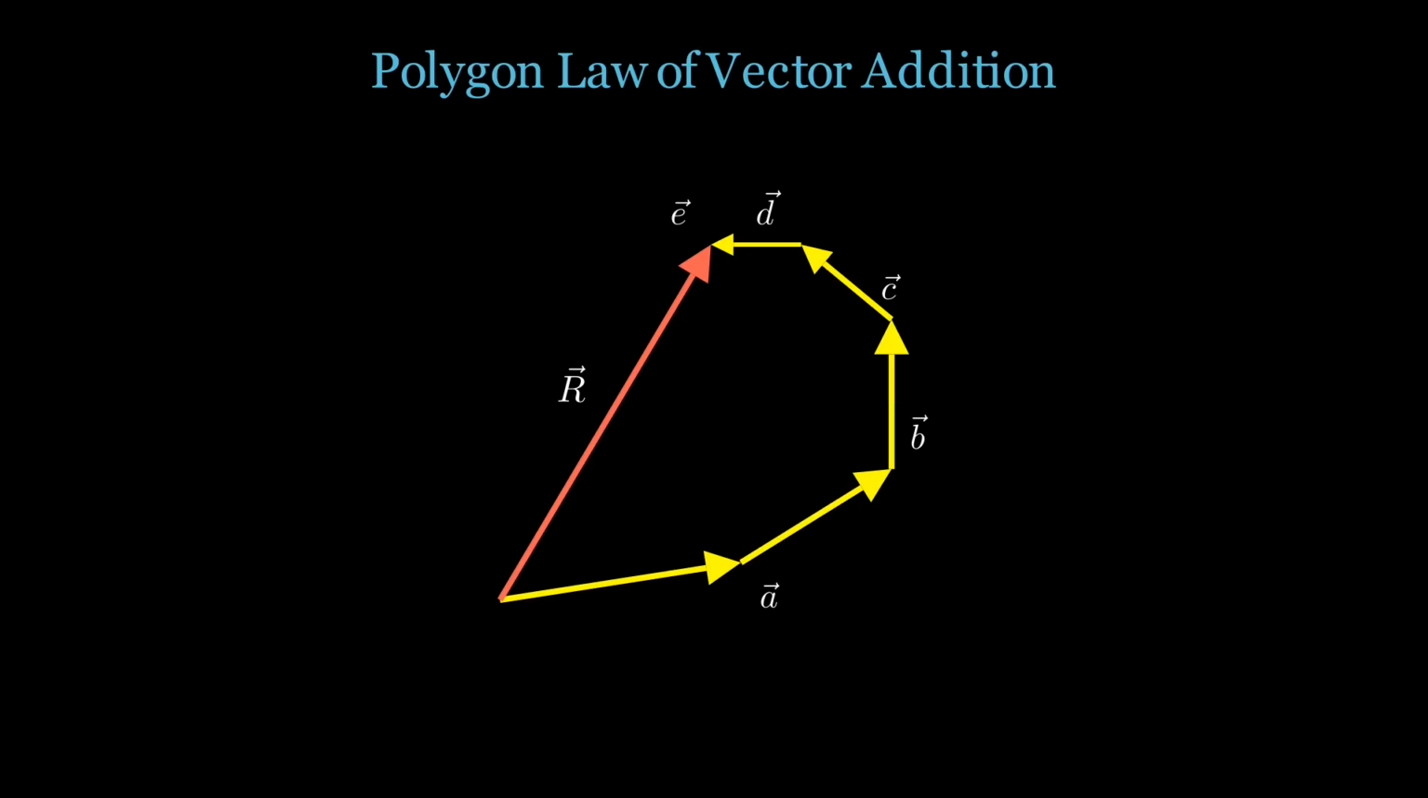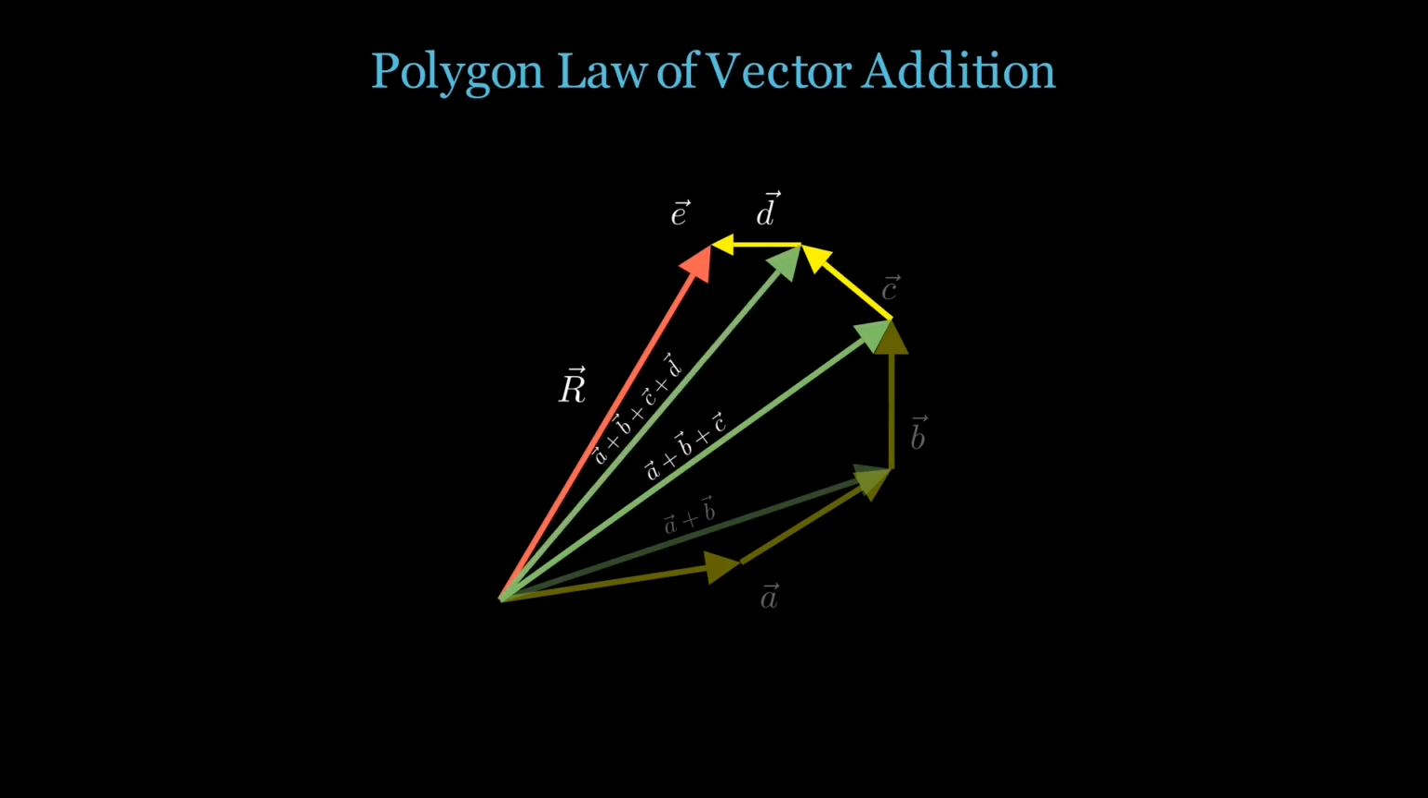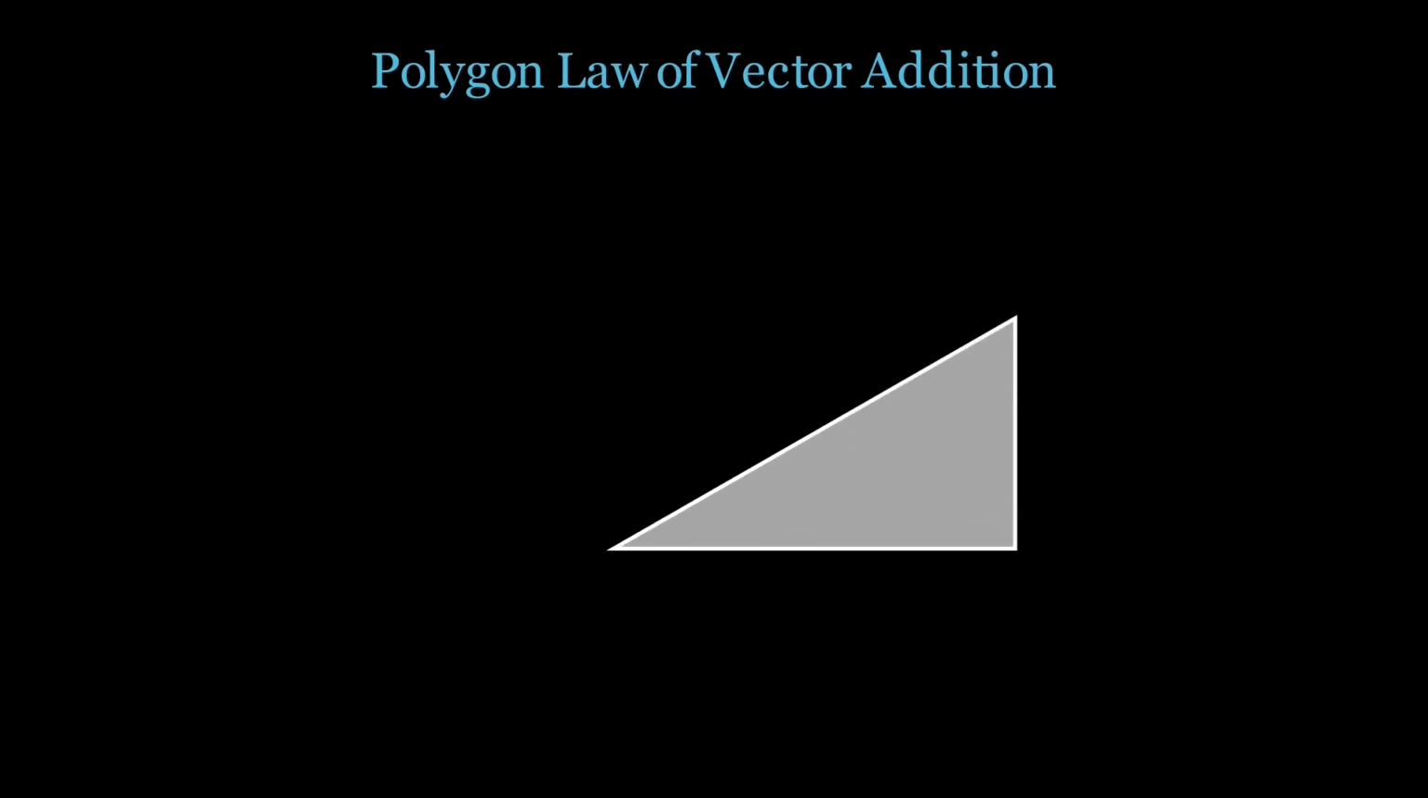In fact, we can visualize the result as a sequence of intermediate sums. First we add a and b, and here's the resultant of that. Then we add that to c, and the resultant we get from that to d, and so on. And we can finally recover the full resultant vector. And thus we see that the Polygon law is nothing but repeated application of the triangle law extended to multiple vectors. Let's actually take an example to see how all of this plays into physics.